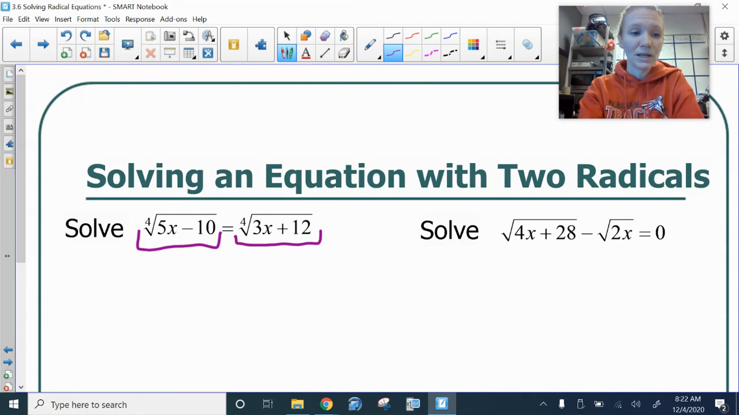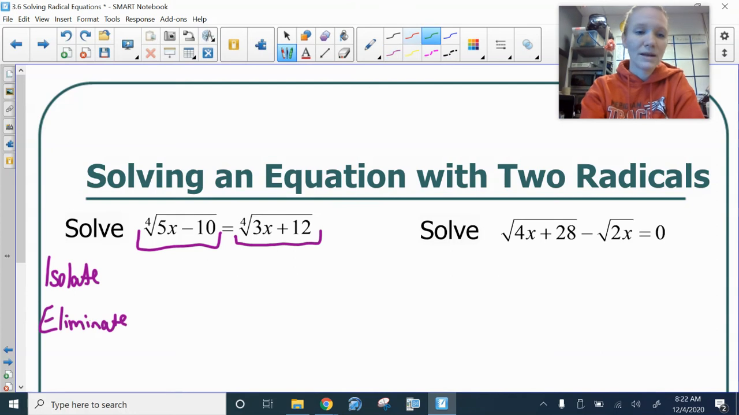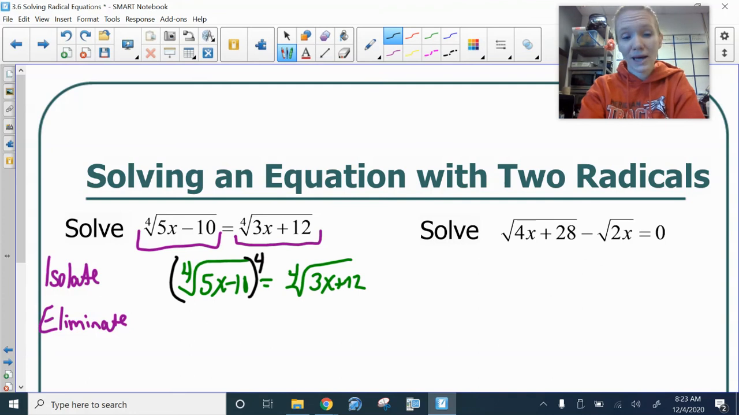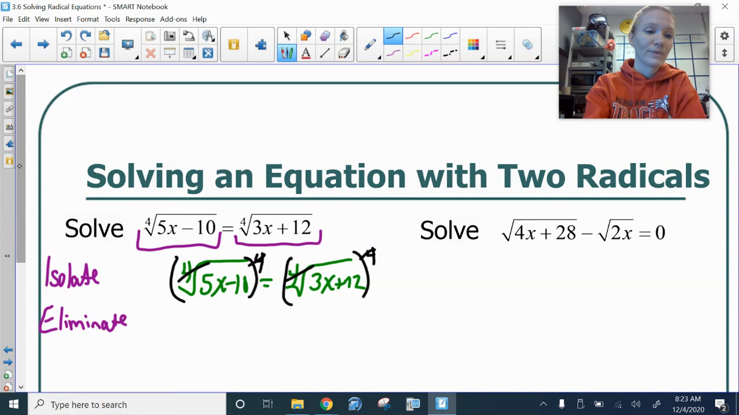So my next step would be to eliminate. I've already isolated, so I'd need to raise to the fourth power. The fourth root of 5x minus 10 equals the fourth root of 3x plus 12. They both are raised to the fourth power. So if I raise the left side to the fourth power and the right side to the fourth power, both of the radicals are going to eliminate themselves.